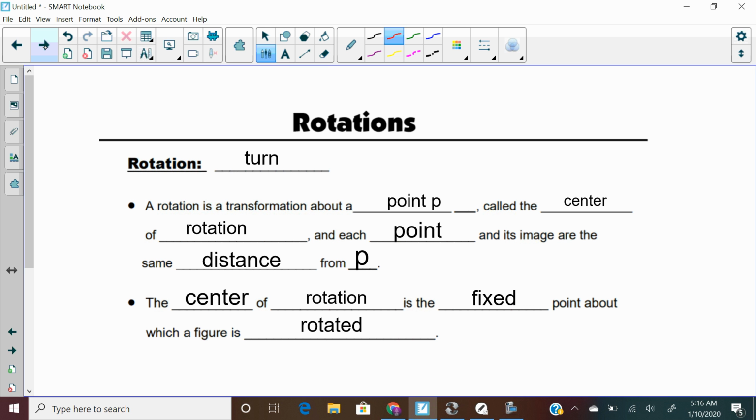Rotation, or turn. A rotation is a transformation about a point P called the center of rotation, and each point and its image are the same distance from P. The center of rotation is the fixed point about which the figure is rotated.